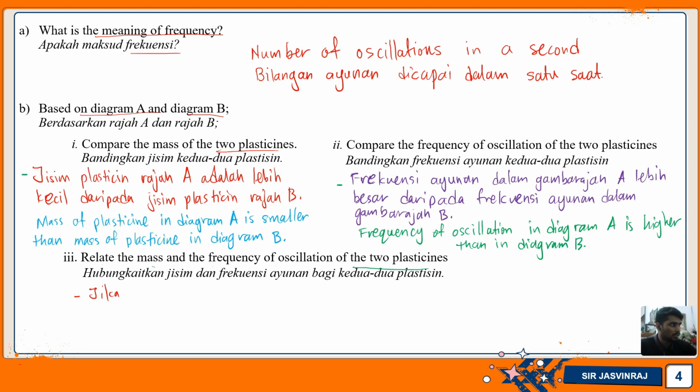So we can say, jika jisim meningkat atau bertambah, apa akan berlaku? Frekuensi akan berkurang. Okay, akan berkurang. In English, how do you write this?